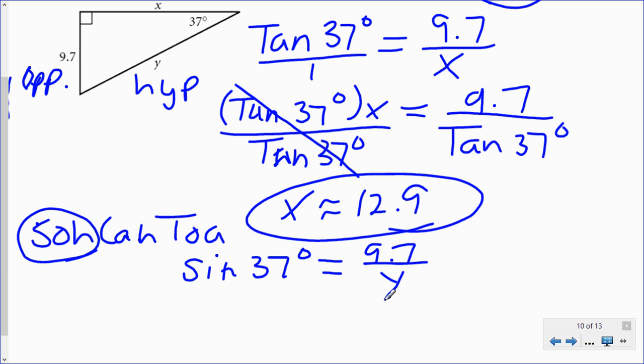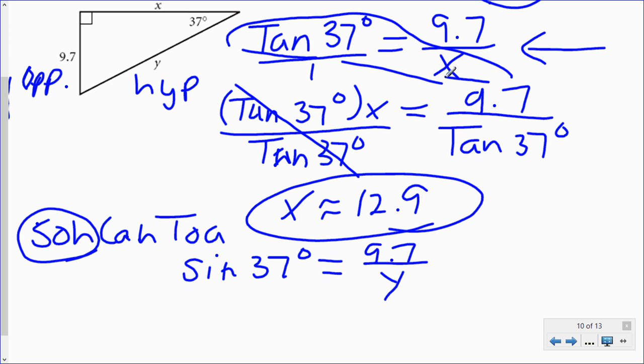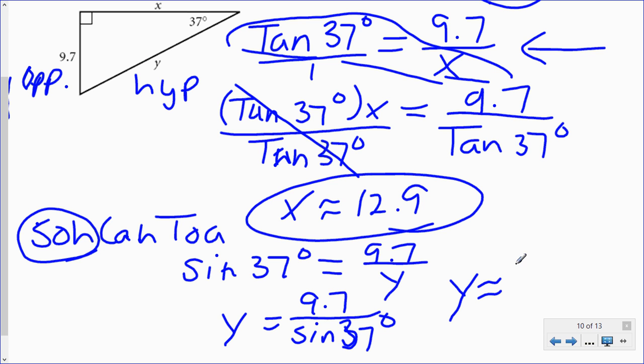And then you may have noticed when we solved for x up here that basically we ended up just switching x and tangent of 37. So yeah, here to solve for y, we would just end up with 9.7 divided by sine of 37 degrees. And again, I'm just going to put that in the calculator. And we get approximately 16.1. Okay, so again, that's just showing you how we can use these trig ratios to solve problems related to right triangles.